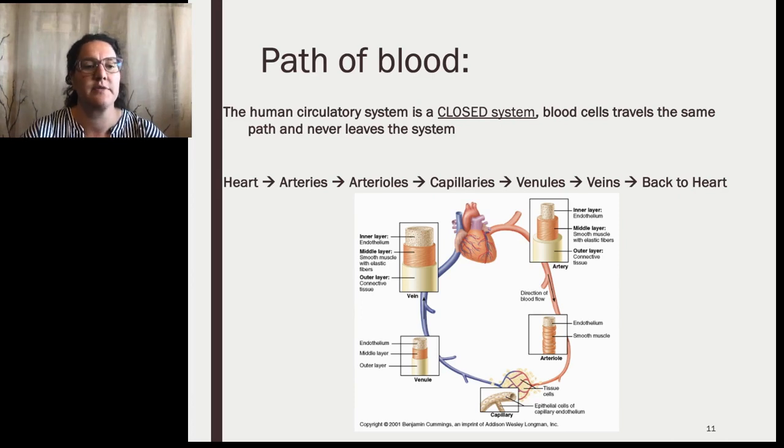Our path of blood goes from the heart to arteries, which travel away from the heart, to smaller arterioles, which then become capillaries. In the capillaries, the blood becomes deoxygenated. It will then travel through a venule, which is a small vein, then a vein, and then back to the heart, where it will be pumped to the lungs to become oxygenated again.